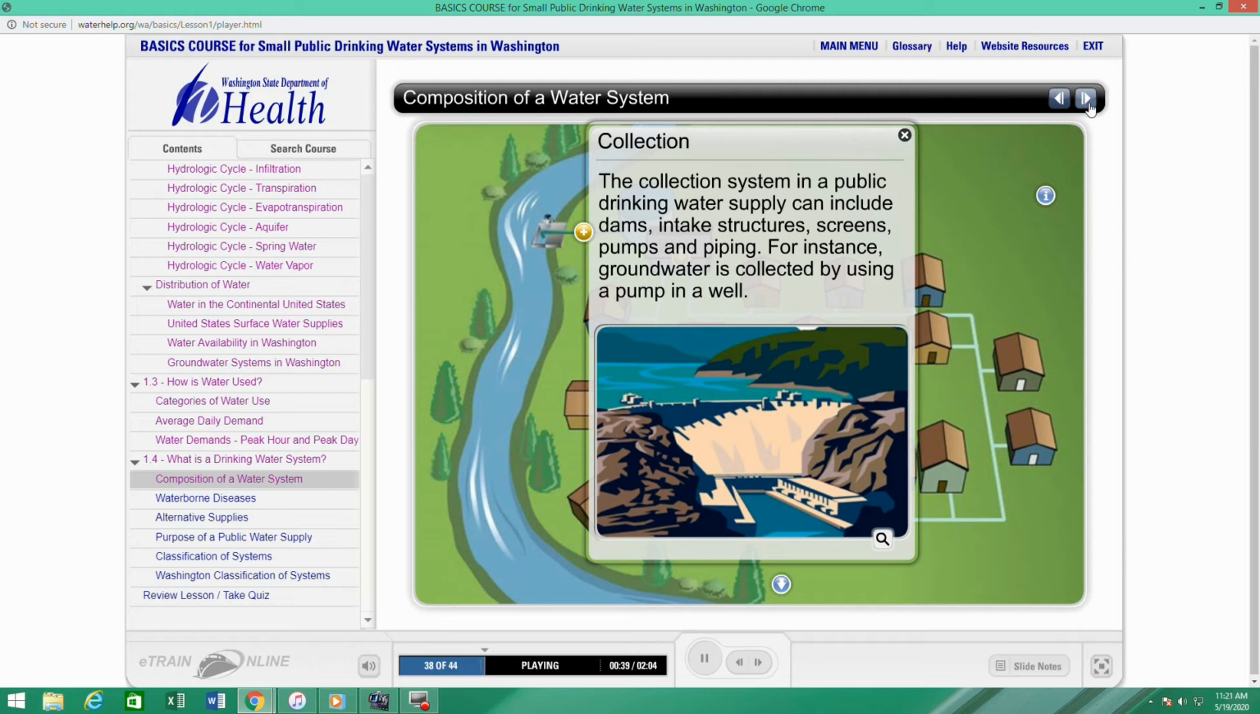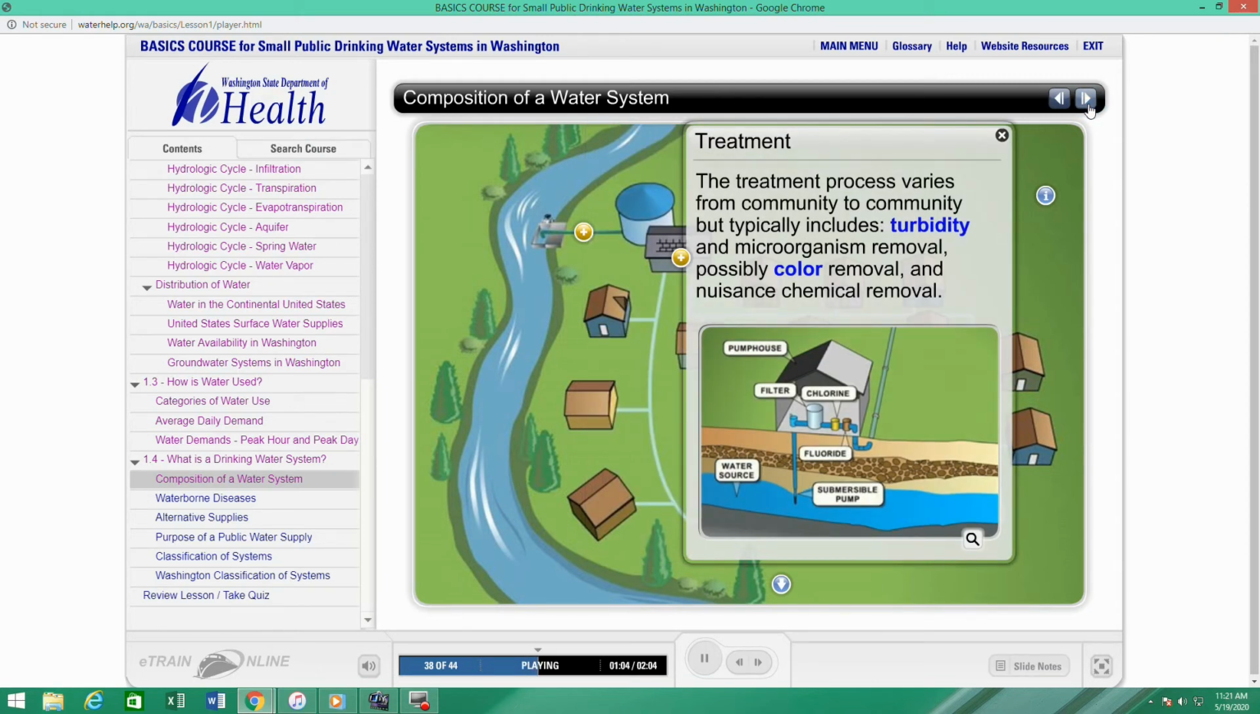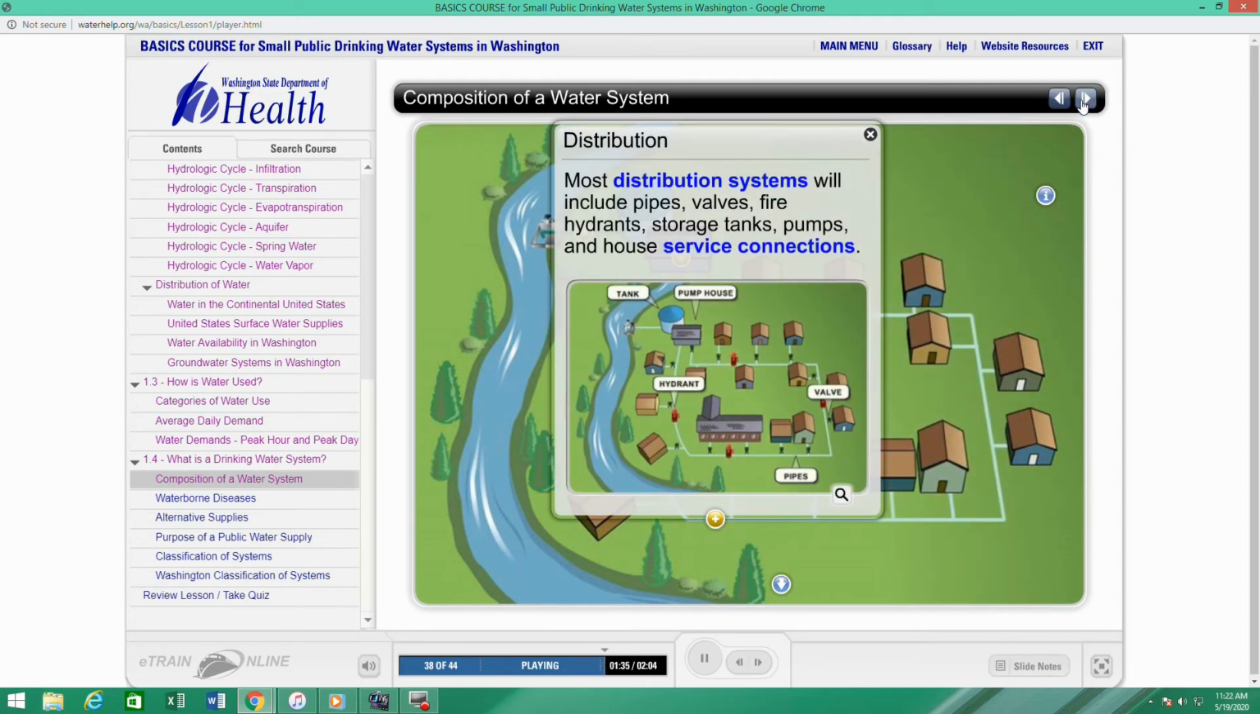Collection. The collection system in a public drinking water system can include dams, intake structures, screens, pumps, and piping. For instance, groundwater is collected by using a pump and a well. Treatment. The treatment process varies from community to community, but typically includes turbidity and microorganism removal, possibly color removal, and nuisance chemical removal. Distribution. Most distribution systems will include pipes, valves, fire hydrants, storage tanks, pumps, and house service connections.